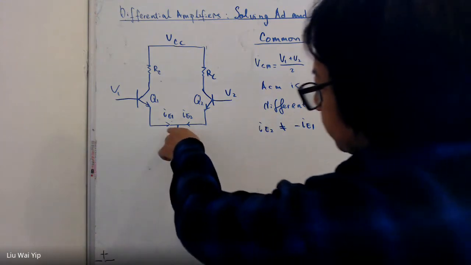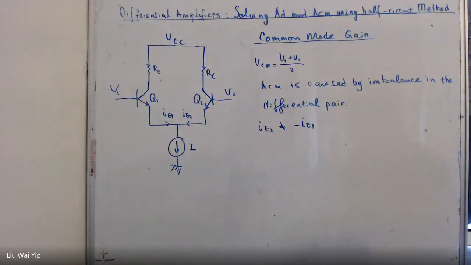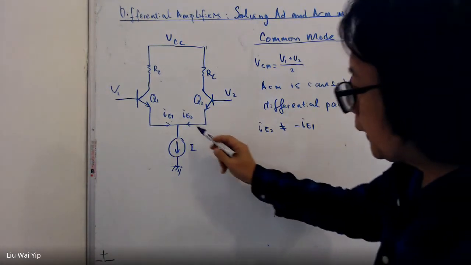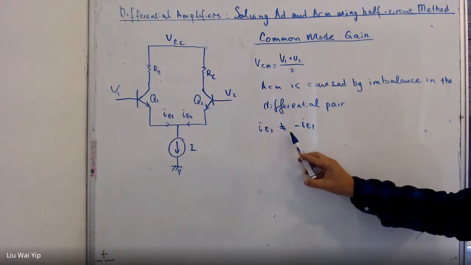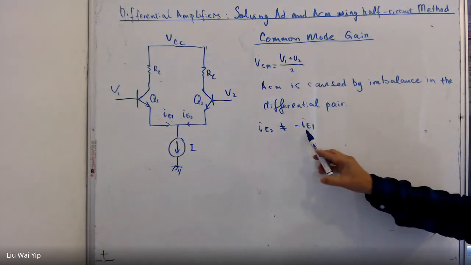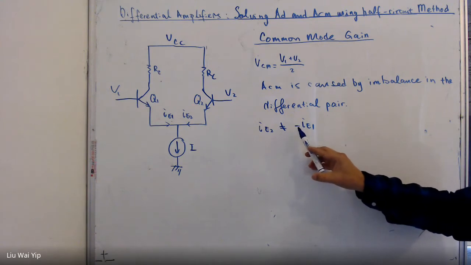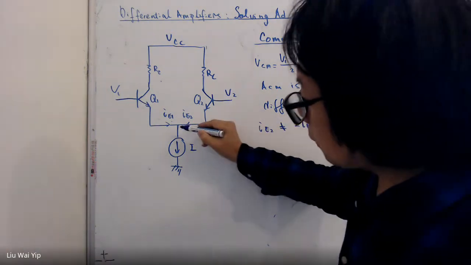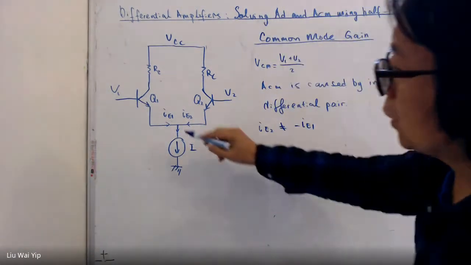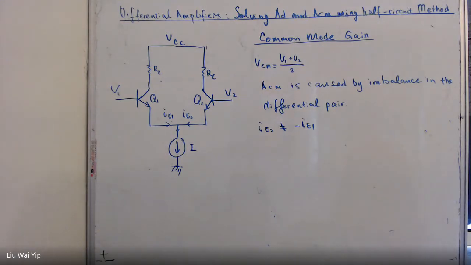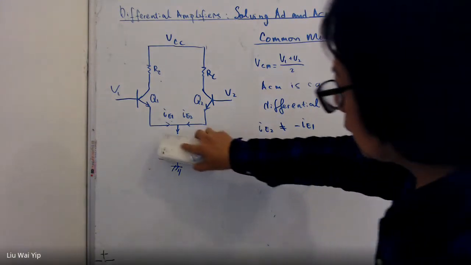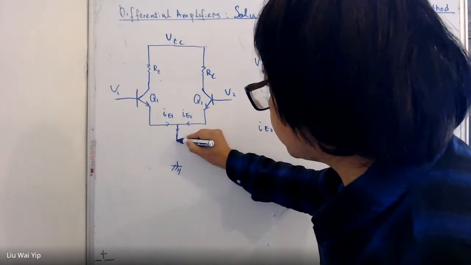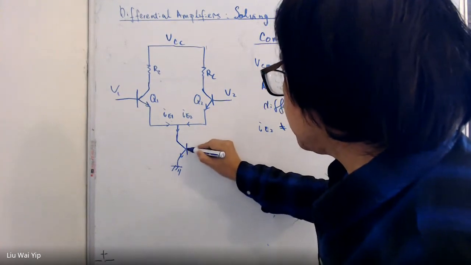So if you look at this junction here, if IE1 is not equal to the opposite, minus IE2, then what happens is that there will be current going into the current source here. And we normally use the current mirror technique to implement this current source.